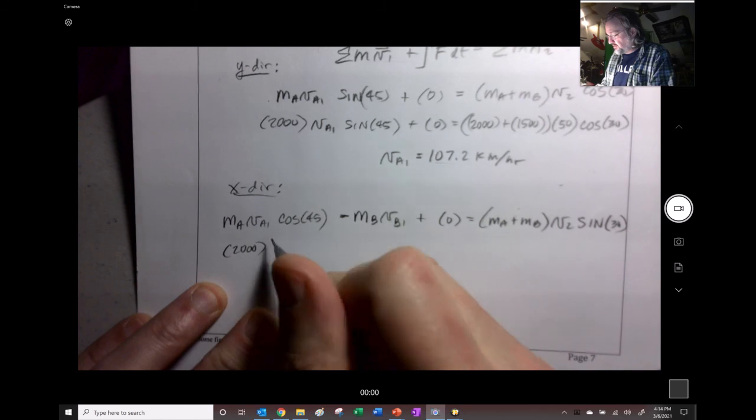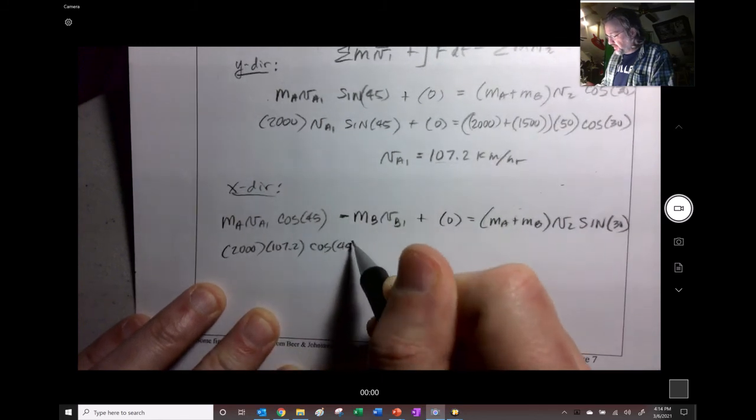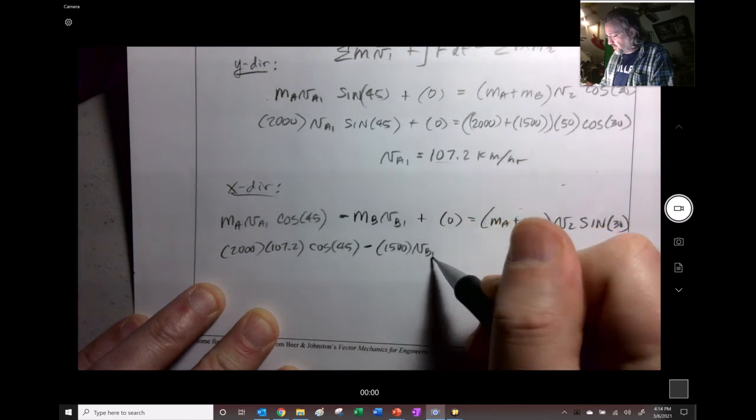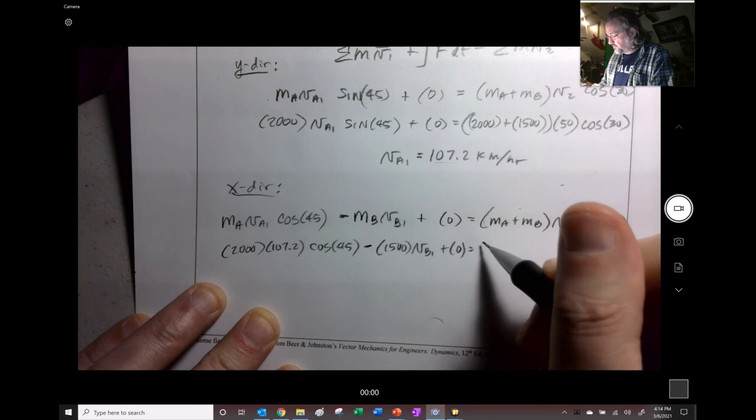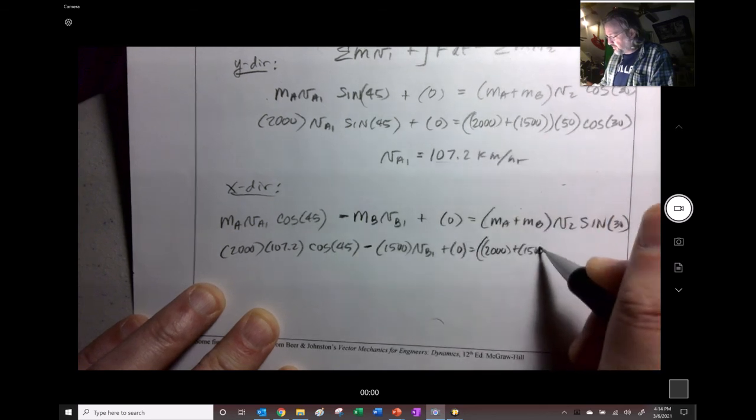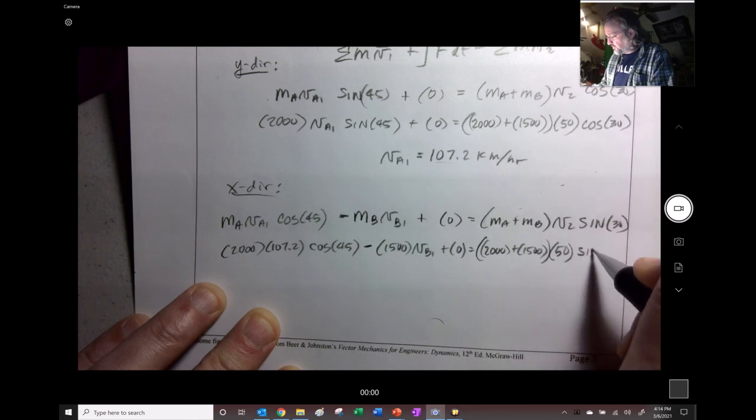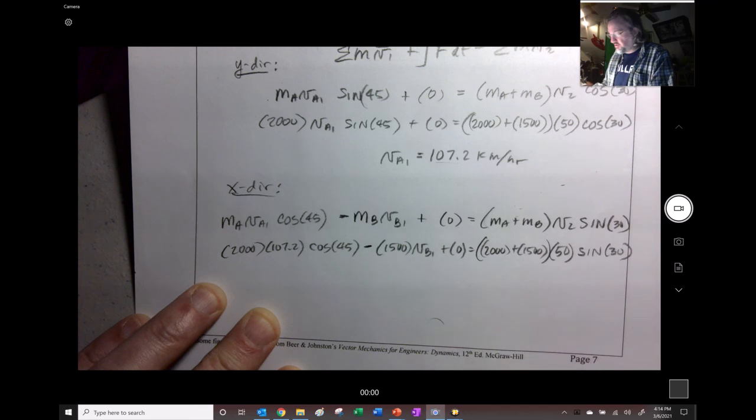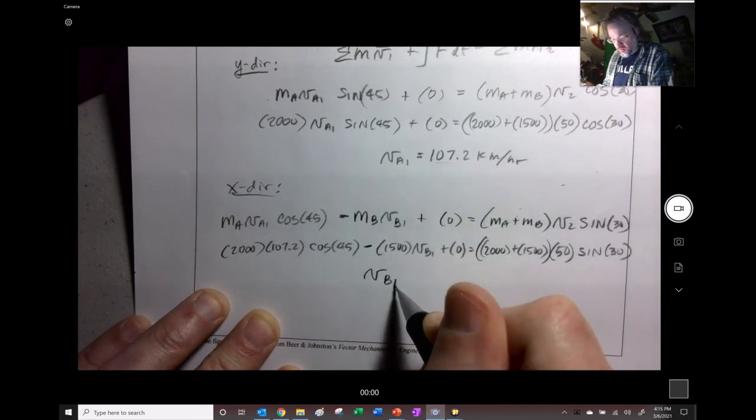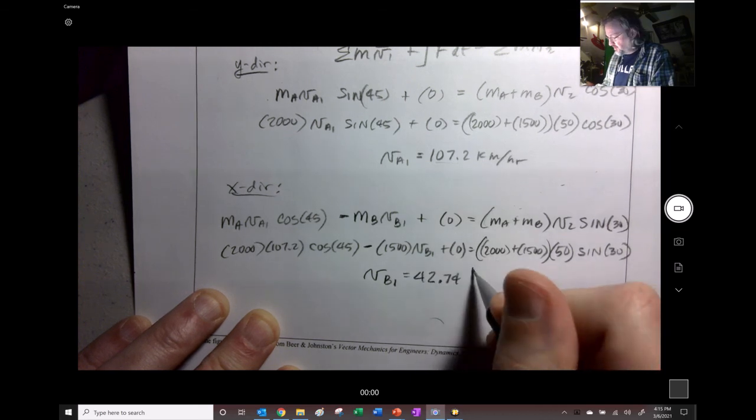2,000, we found this guy over here, 107.2 cosine of 45 minus our 1,500 times VB1, here's what we're looking to find, and we have our 2,000 plus our 1,500 times 50 that we knew somehow. Maybe somebody had a radar gun right there at the intersection. So we have VB1 was going at a meek 42.74 kilometers per hour.